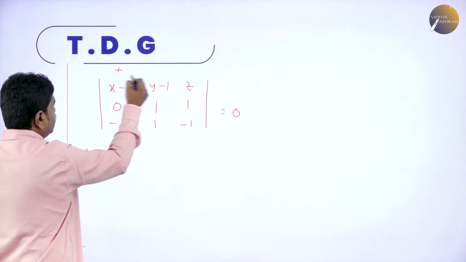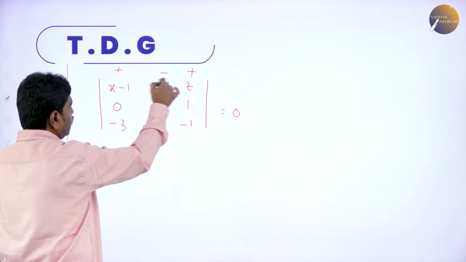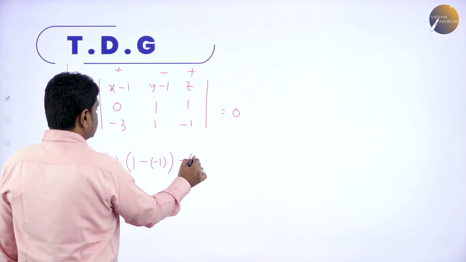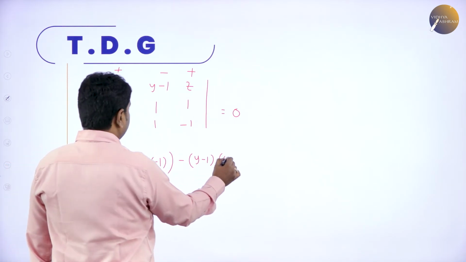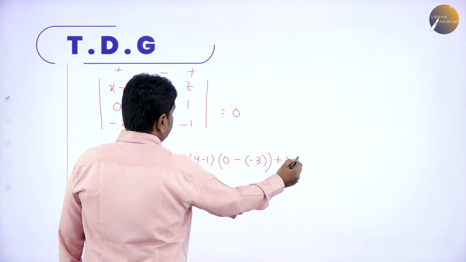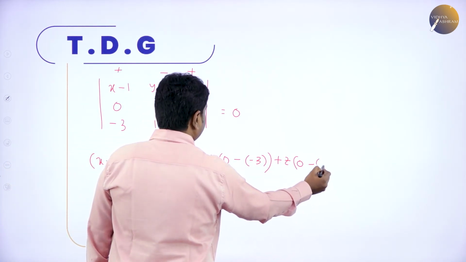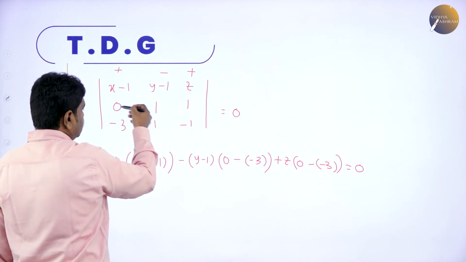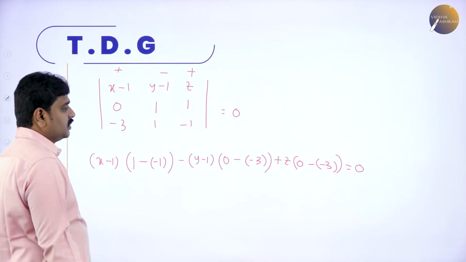So now plus minus plus and expand it, so it will become x minus 1 into, delete the column, delete the row, we'll have 1 minus of minus 1, minus y minus 1 into, delete the column, delete the row, we'll have 0 minus of minus 3, then plus z into, delete the column, delete the row, we'll have 0 minus of minus 3. So when I delete these two, I'll get 0 minus of minus 3.